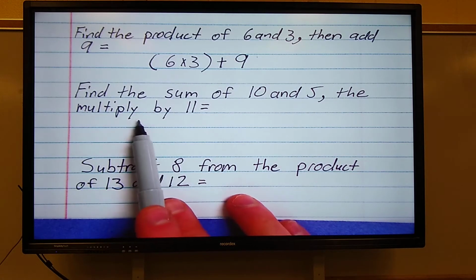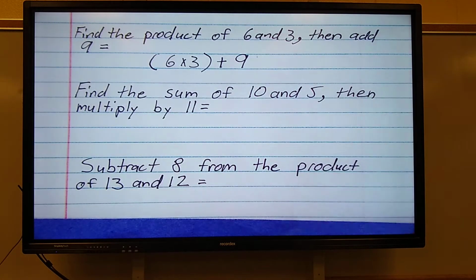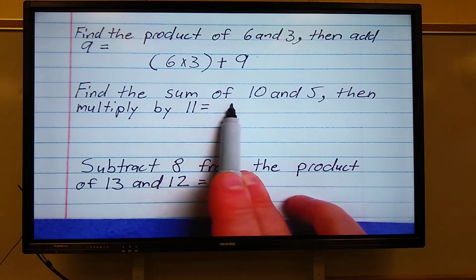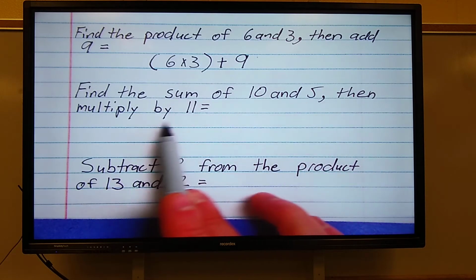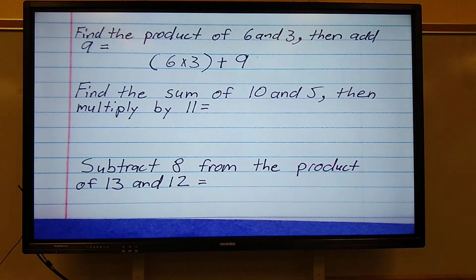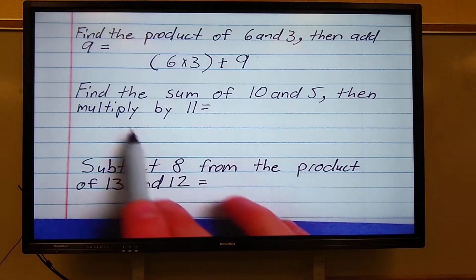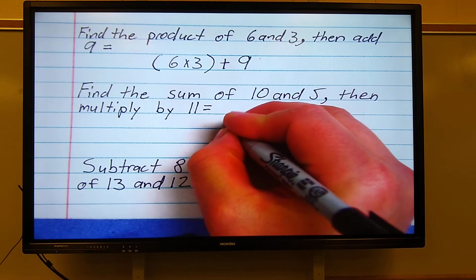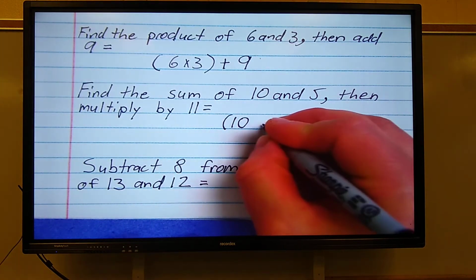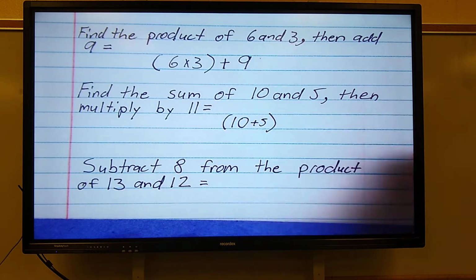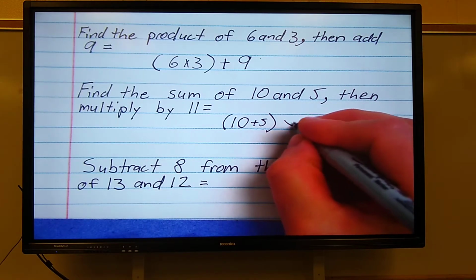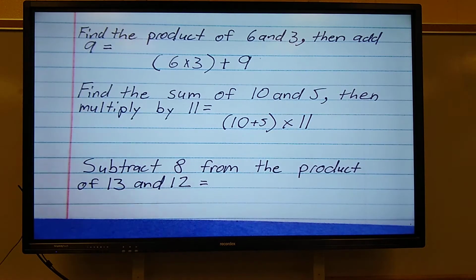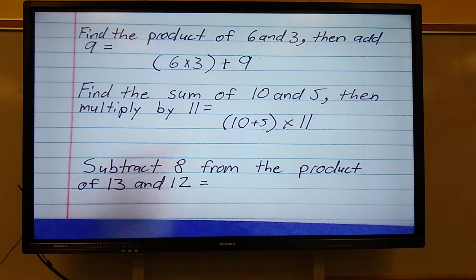The next one. Find the sum of 10 and 5, then multiply by 11. Then means this part is second. Sum is addition, so in parentheses, I'll have 10 plus 5, then multiply by 11. Now you can have 11 times in the front as well.